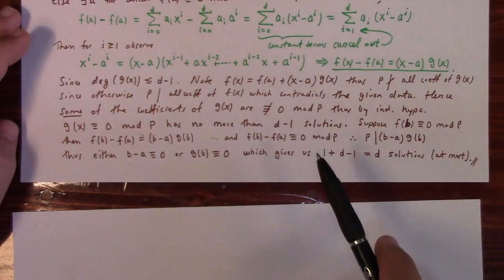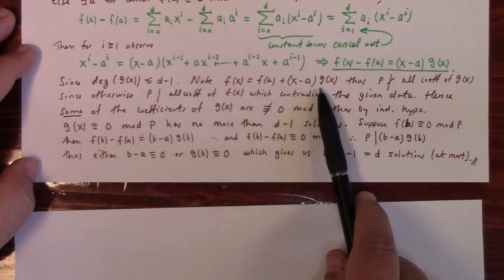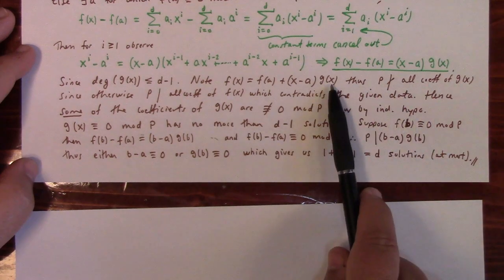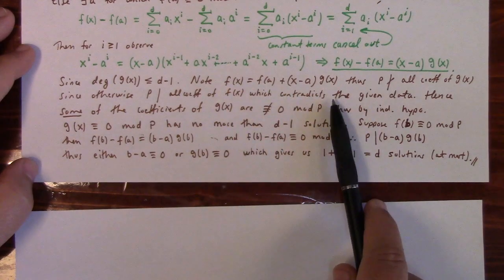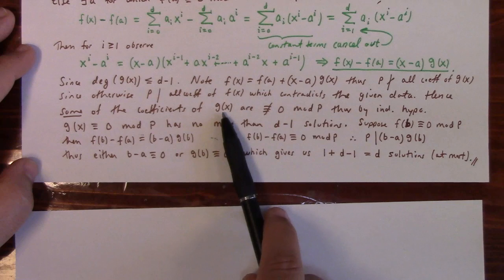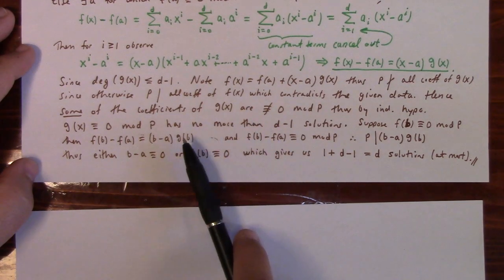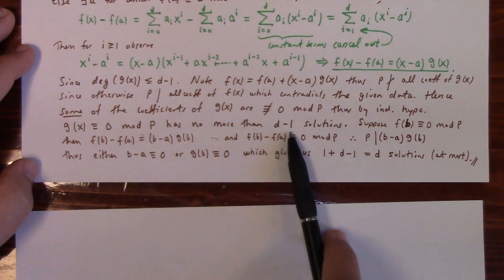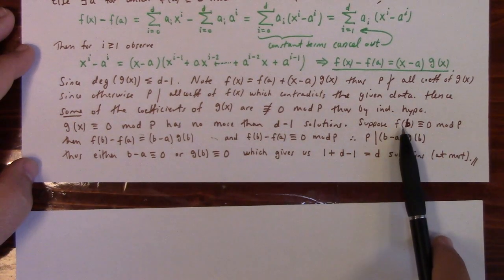So then we have f of x is f of a plus x minus a times g of x, and notice that p does not divide all the coefficients of g of x, because if it did, then p would divide all the coefficients of f of x, which contradicts what we assumed. So some of the coefficients of g of x must be not congruent to 0 mod p. So by the induction hypothesis, g of x congruent to 0 mod p has no more than d minus 1 solutions.